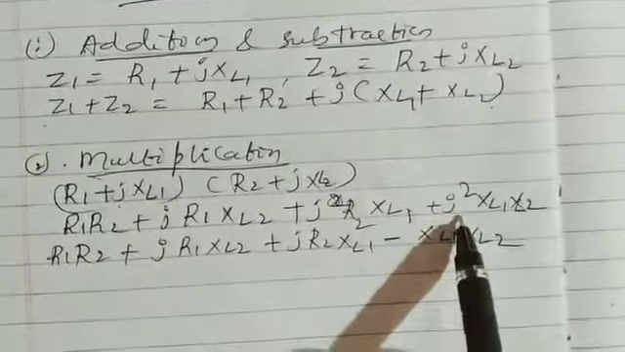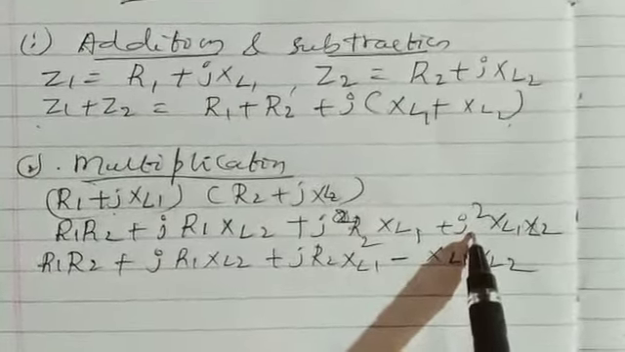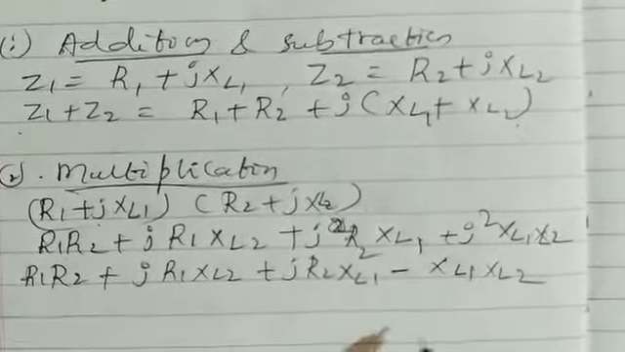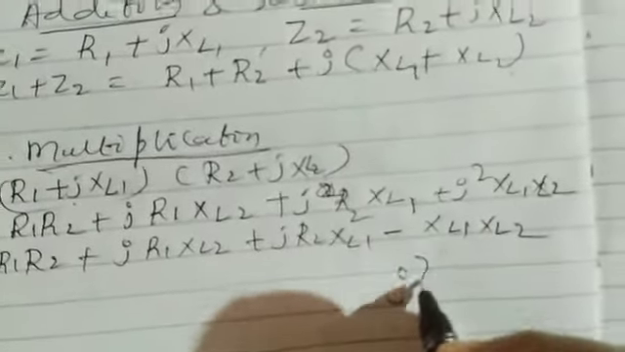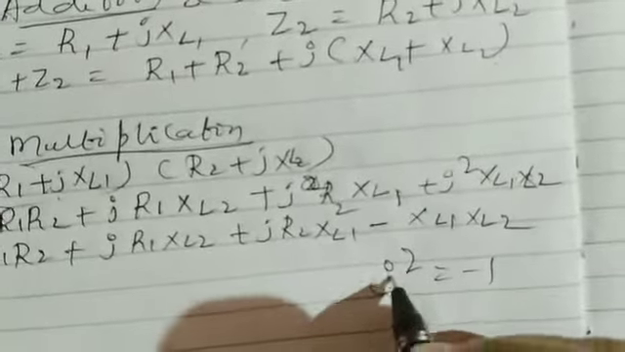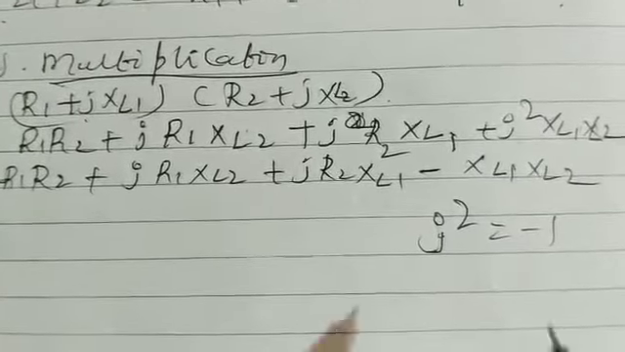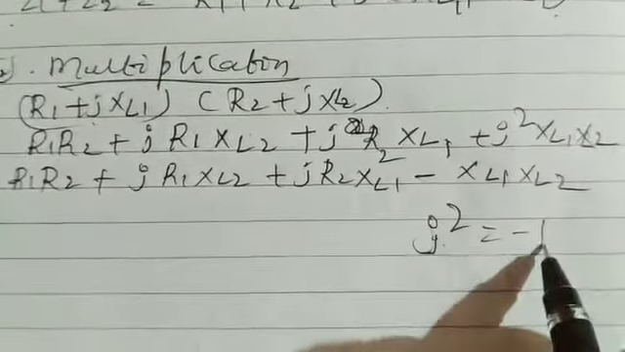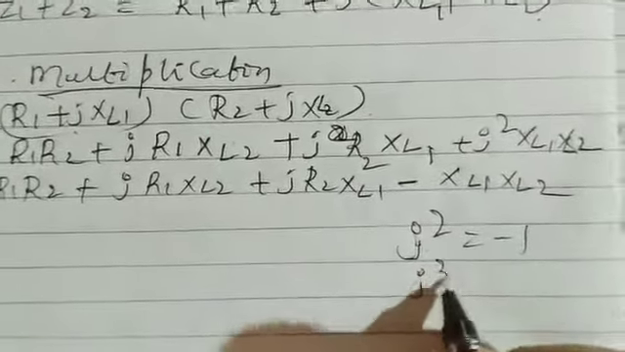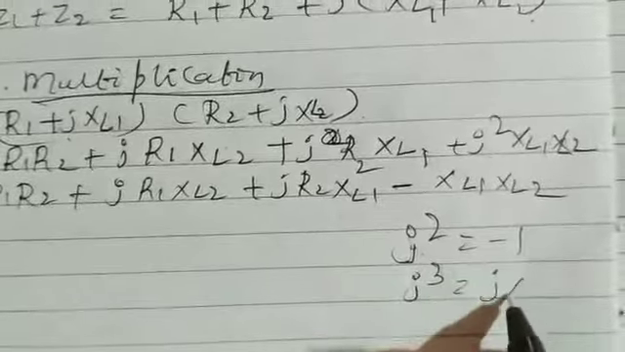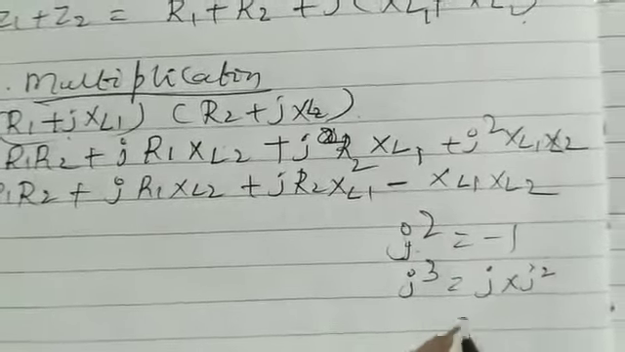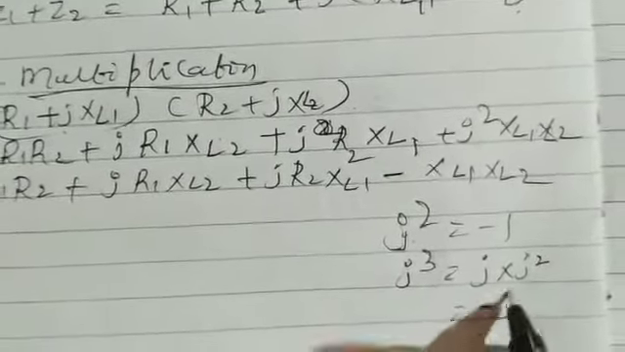The value of j square is always equal to minus 1. You should always remember j square is minus 1. In complex algebra this is always true. Similarly, if you get j cube, you can write it as j into j square, and j square is minus 1, so this becomes minus j.